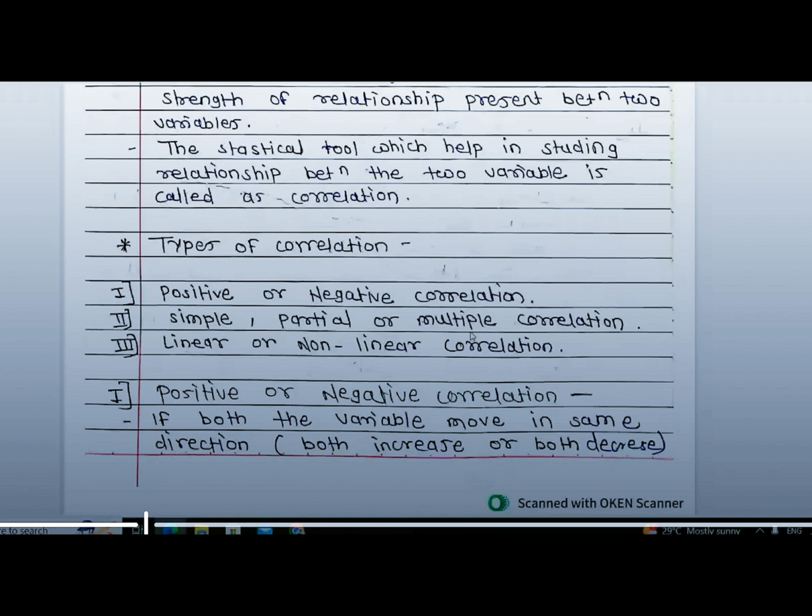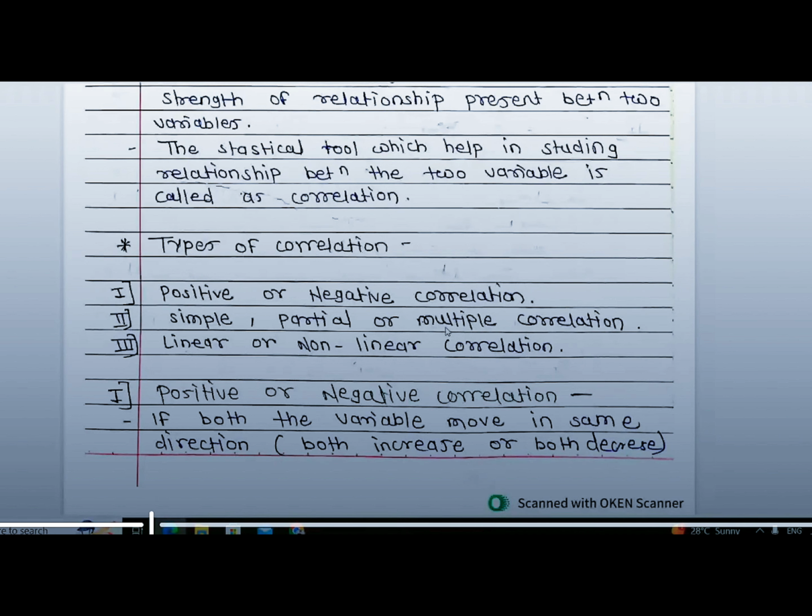In case of simple correlation, one variable depends upon another variable. That means only two variables come into the picture. Suppose x depends upon y, it is called a simple correlation. But in case of partial correlation, one variable depends upon two, that means more than one variable. It is called partial. And in multiple correlation, generally we consider multiple variables depending upon one another. It is quite a complex type of correlation.